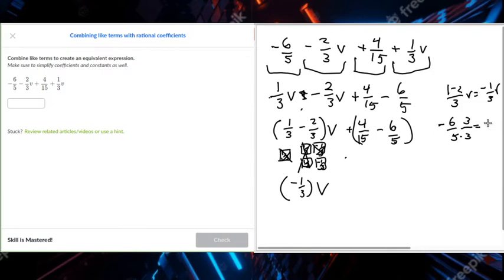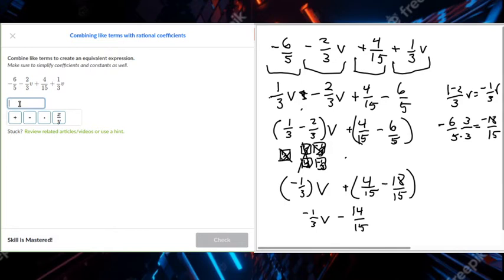But 1 here looks like 3/3. So we've got negative 18/15. So I have 4/15 minus 18/15, and 4 minus 18 is negative 14. So I have negative 1/3 v minus 14/15. That's what happens when we combine those like terms.